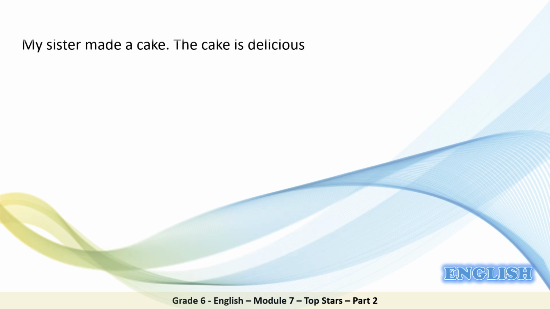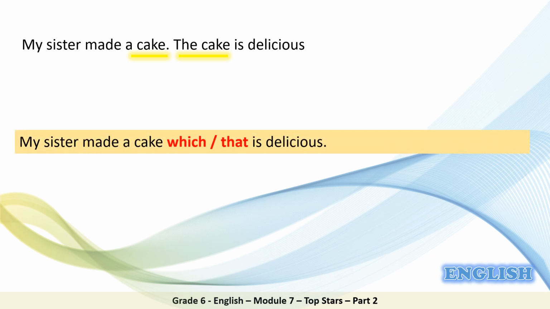Now let's read another sentence. My sister made a cake. The cake is delicious. What do you notice here? The same as the previous sentence, the repetition of this word, but this time the word is a name of a thing. Good. My sister made a cake which or that is delicious. We replaced the word cake in the second sentence with which because it's a thing.